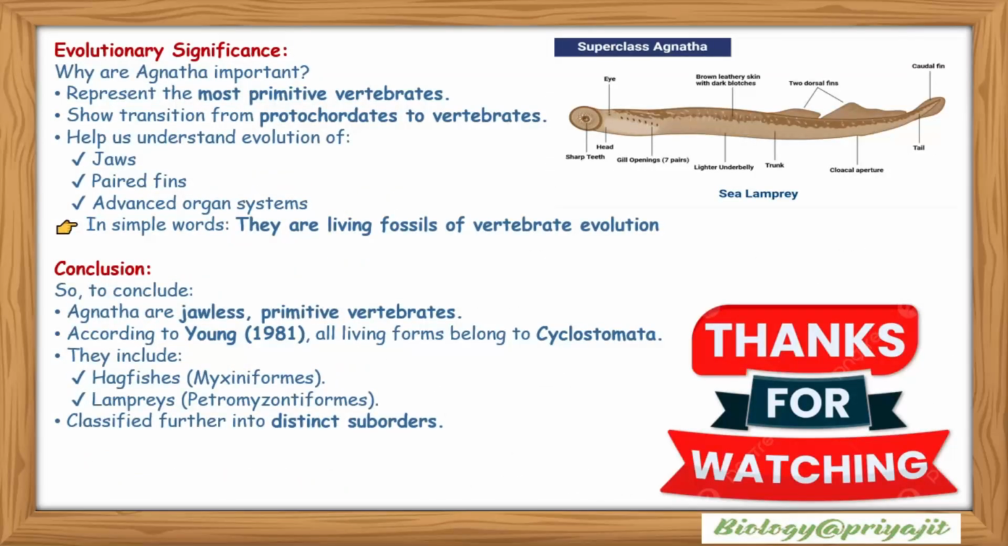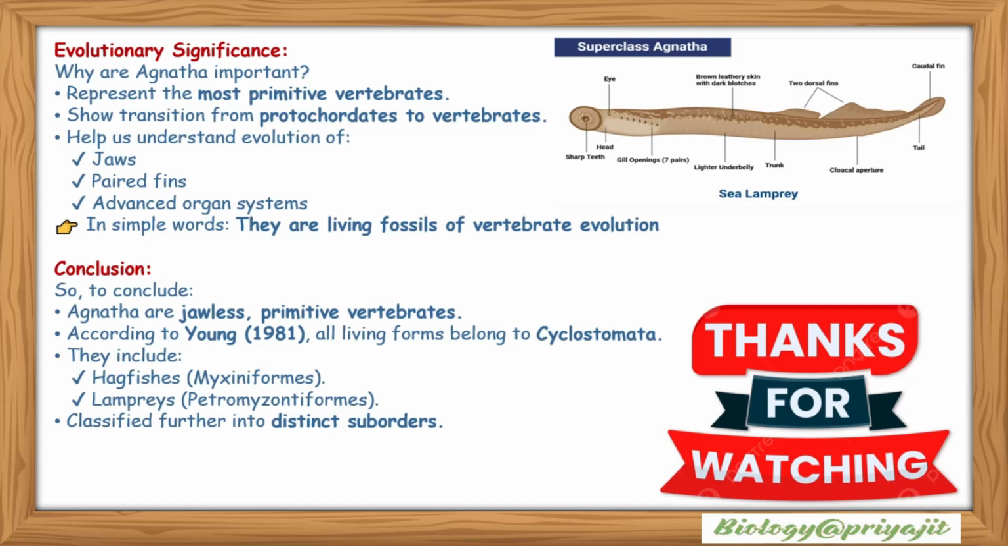Evolutionary significance. Why are Agnatha important? They represent the most primitive vertebrates. They show the transition from protochordates to vertebrates. They help us understand the evolution of jaws, paired fins and advanced organ systems. In simple words, Agnatha are the living fossils of vertebrate evolution.